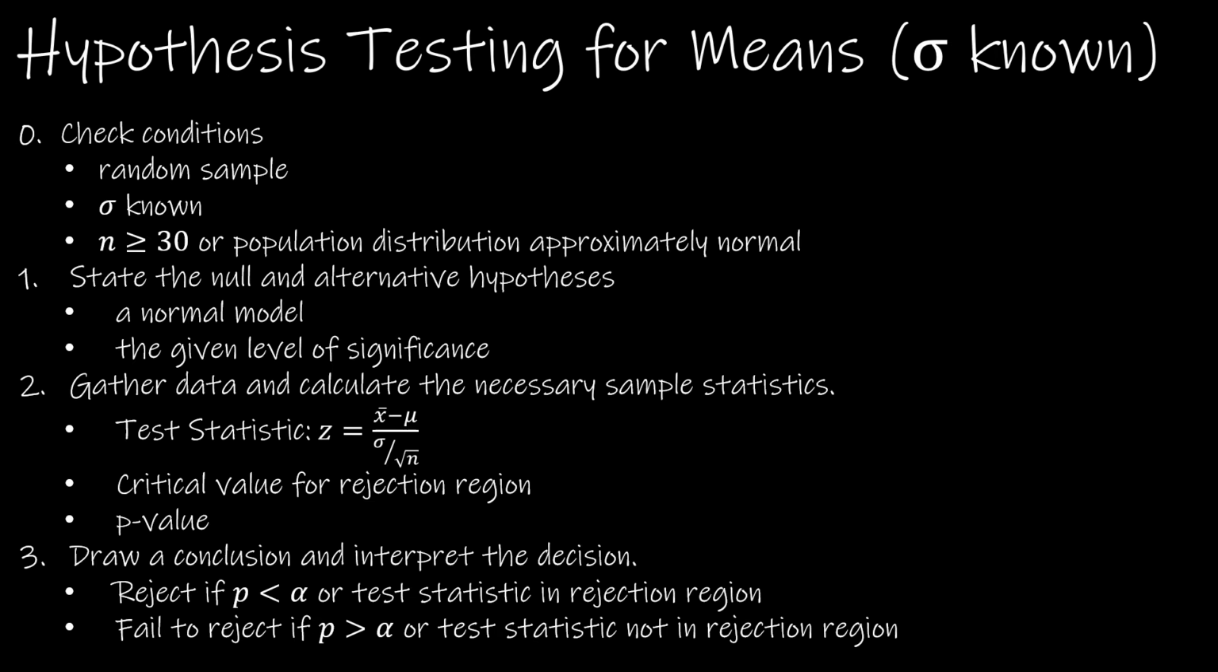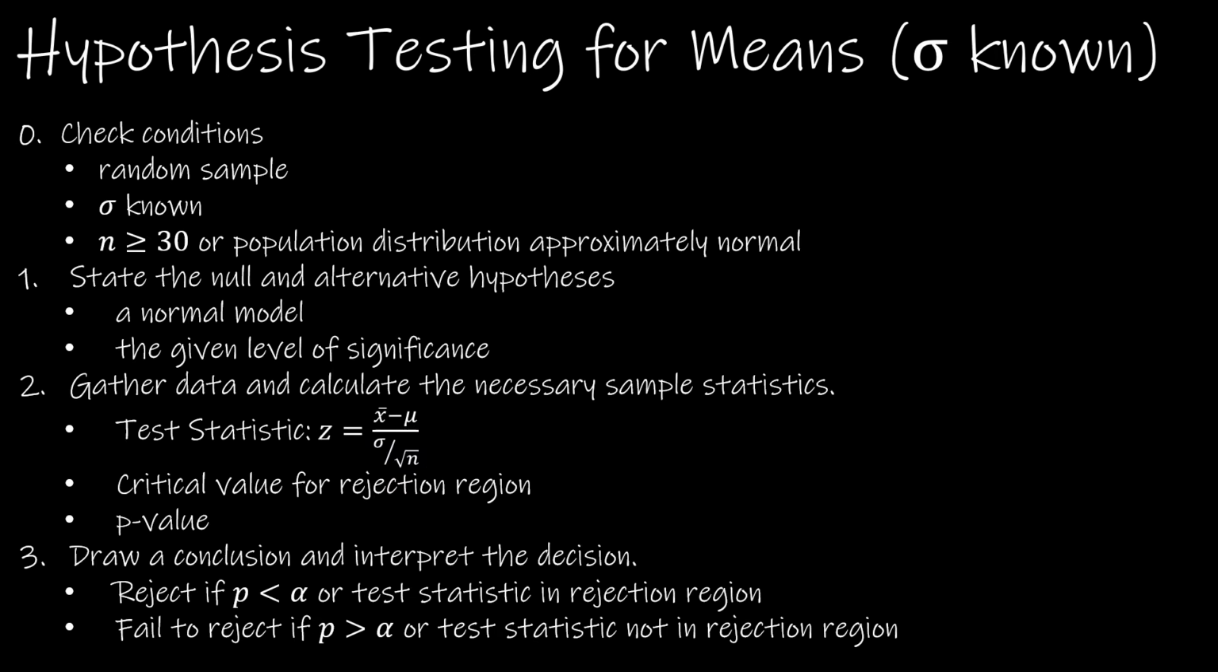Then we're going to state the null and alternative hypotheses. In this case, because sigma is known, we will use a normal model. And then, of course, we're going to use the given level of significance. Then we're going to gather the data. So the test statistic is a z-score, x bar minus mu, so observed minus expected, over the standard deviation divided by the square root of n. Remember that I call this the standard error. Your book does not call it that, but many books do call it that. The critical value for the rejection region, and the p-value.